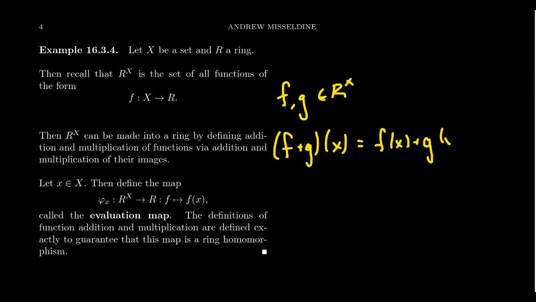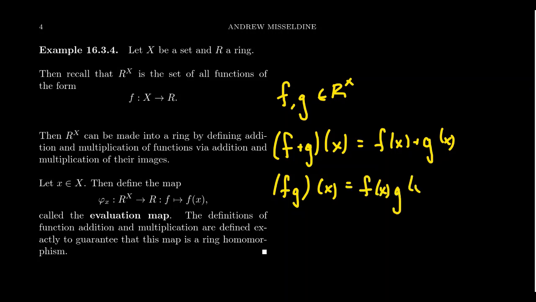We can also do the same thing with multiplication. How do you define f times g? Well, to define a function, you just have to tell me what it does to each element. So if you allow x to be an arbitrary element, we define f times g evaluated at x to be f of x times g of x.